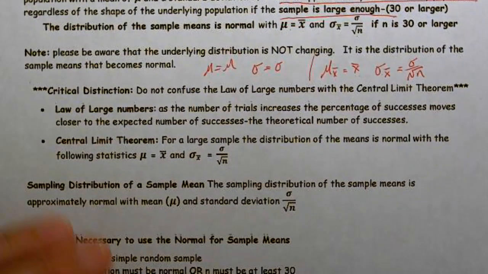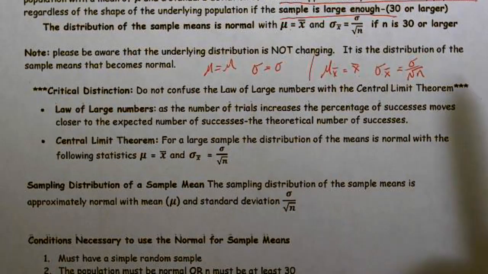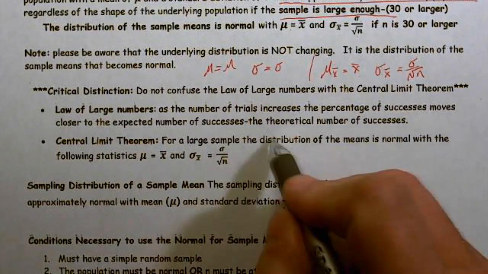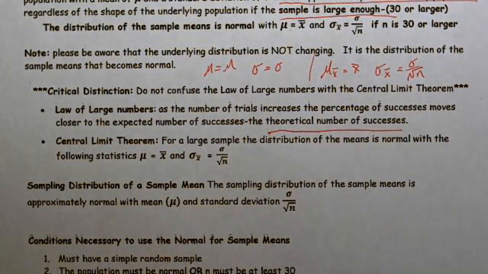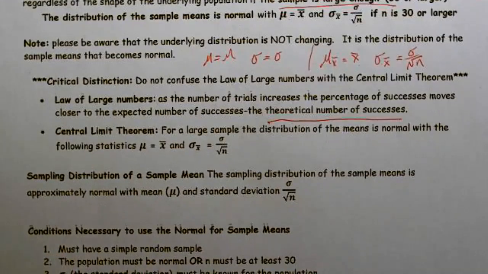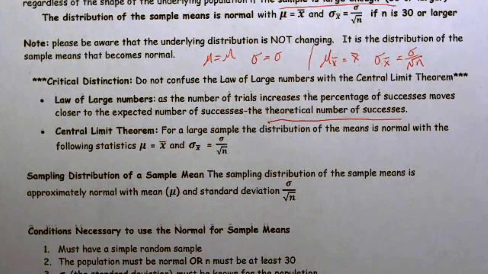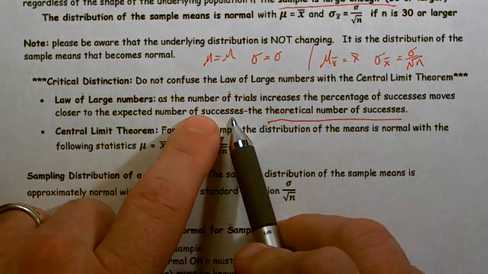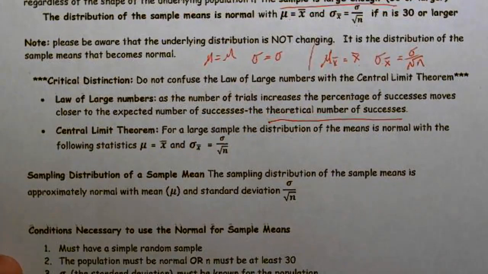Do not confuse the law of large numbers with the central limit theorem. The law of large numbers says as we increase the number of trials, the percentage of successes moves closer to the theoretical value. Central limit theorem just says the distribution of the means is normal if the sample size is large enough. So this deals with normality, and that deals with moving towards the theoretical.